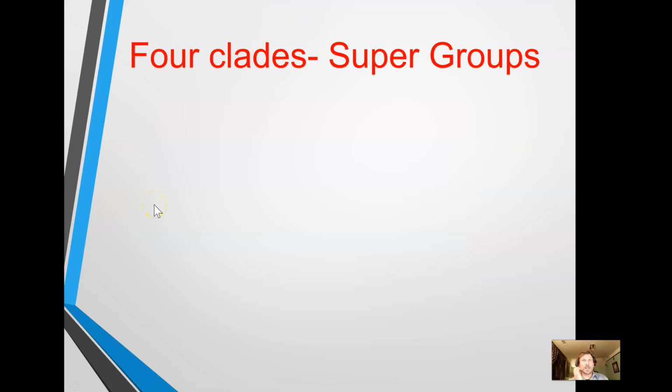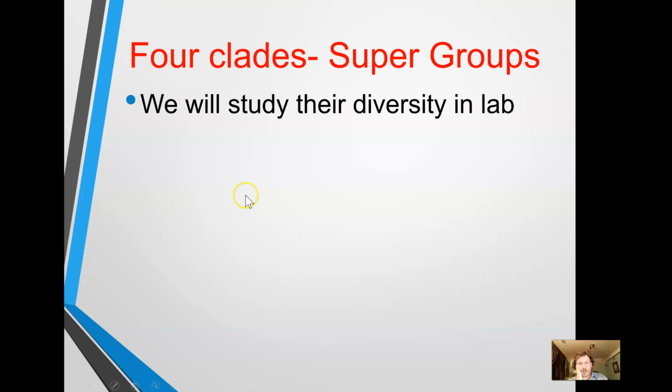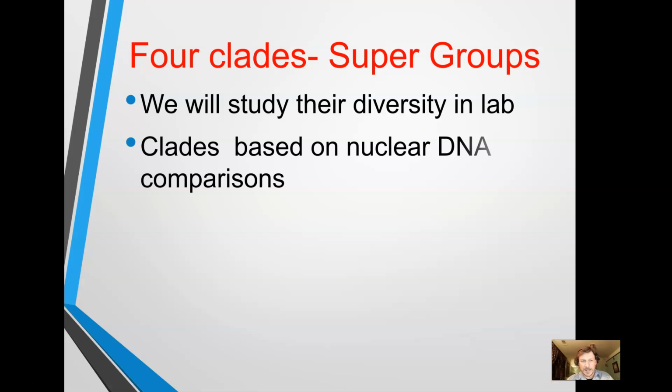Okay, so we have the 4 clades, the 4 supergroups, right? In lab, we're going to be going over the diversity, but why they are broken up and grouped together and separated, I guess is a better way of saying it, is based on their nuclear DNA. And I use the term nuclear there because we're going to contrast it with chloroplast and mitochondria.